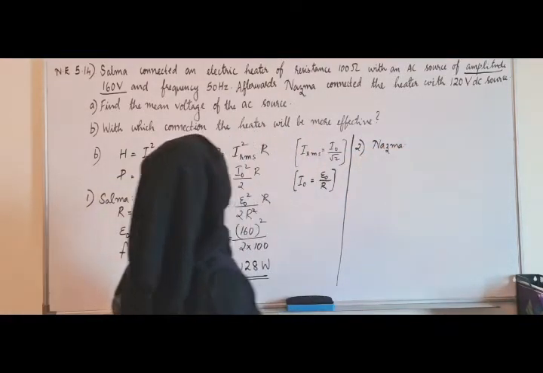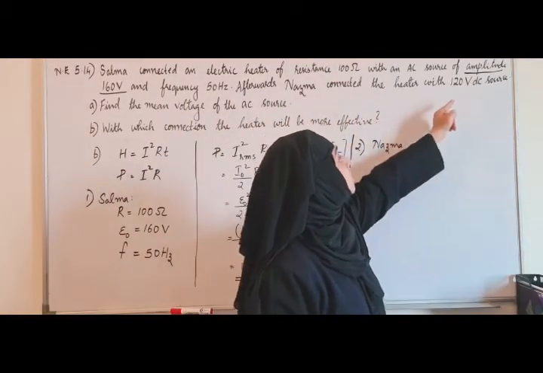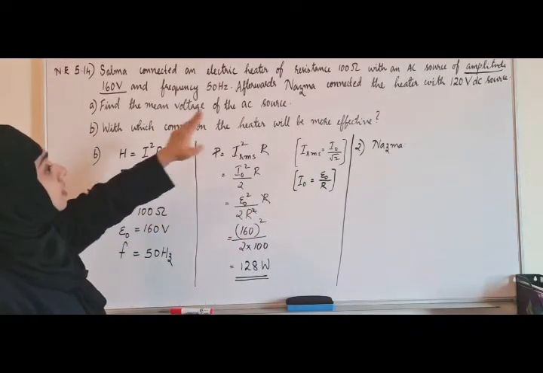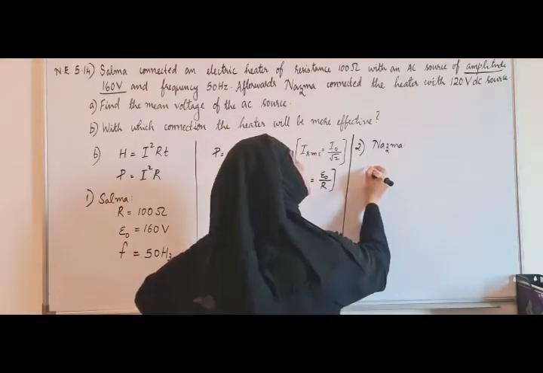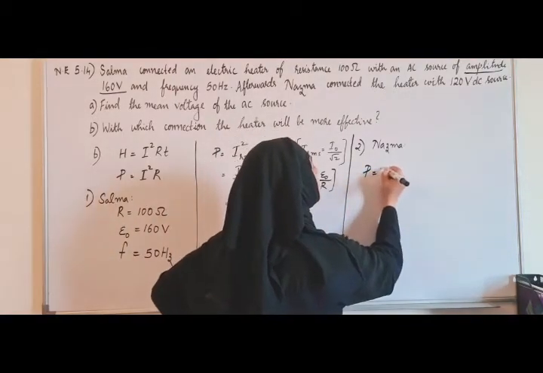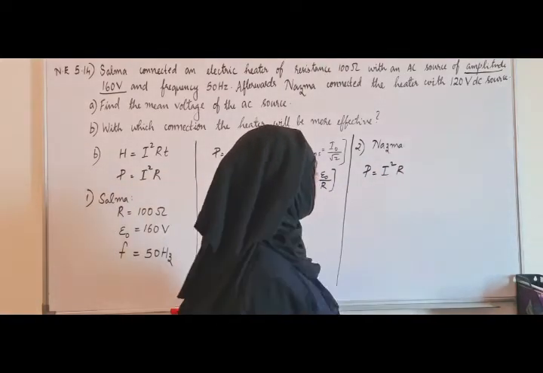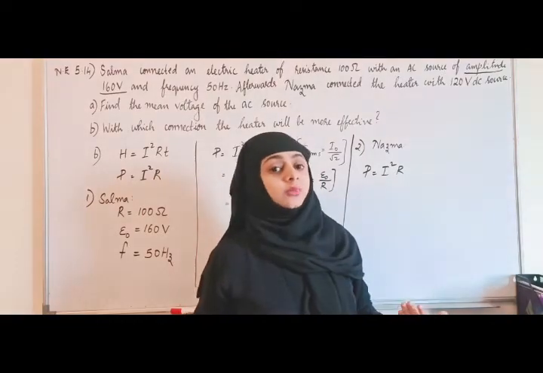For Najma, she connected the heater with a 120 volt DC source. So she connected with DC, and we can directly use the formula P is equal to I square R. Again here it is DC, so no need to consider any peak value or mean value.